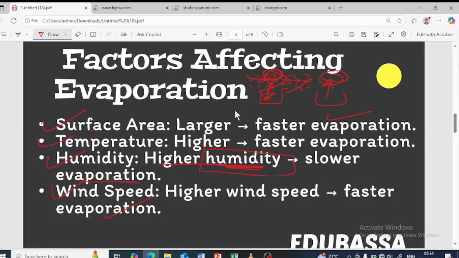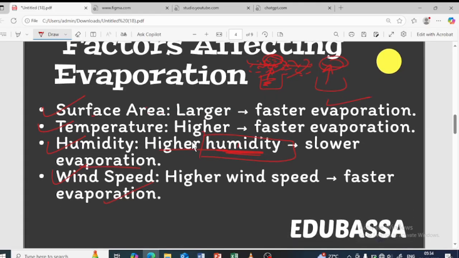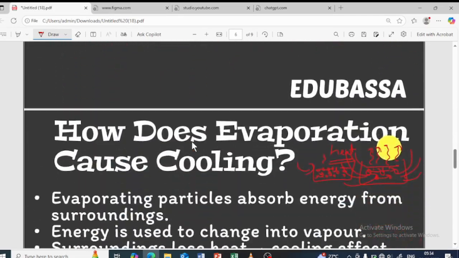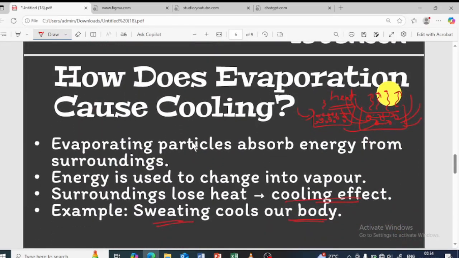When the surface area is more, the evaporation is more. When the temperature is more, the evaporation is more. When the humidity is less, the evaporation is more. When the wind speed is more, the evaporation is more. These are the factors. Okay, and how does the evaporation cause cooling?